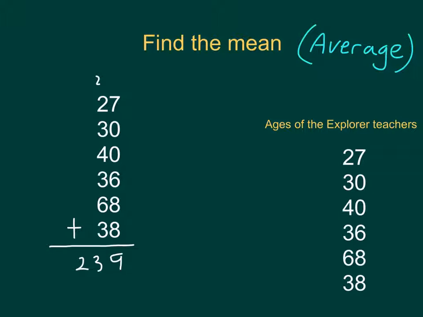Once I add them, you can see here I get 239. Then I'm going to take that number and divide by the number of groups because I want to average them out. So there's 1, 2, 3, 4, 5, 6 groups. So I'm going to divide 239 by 6.